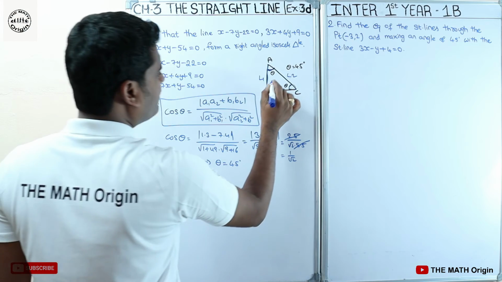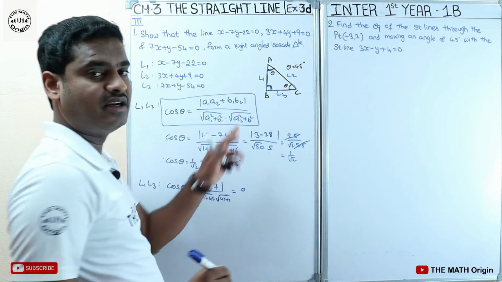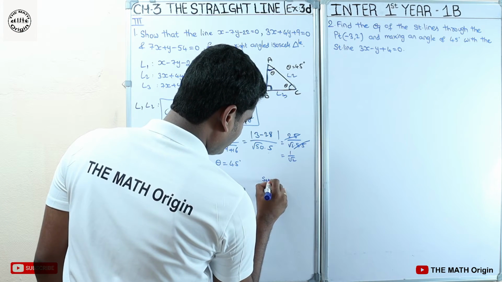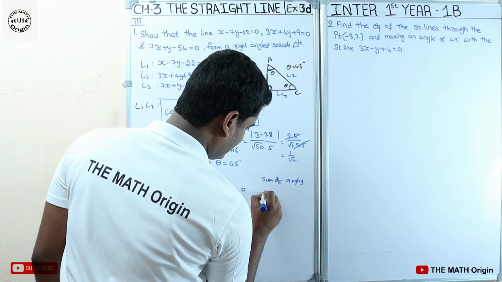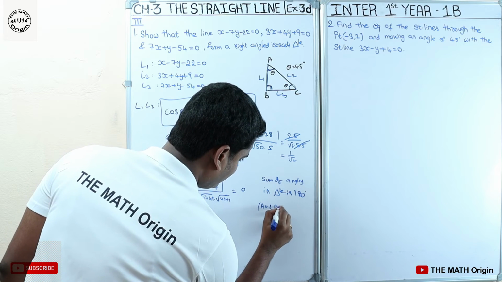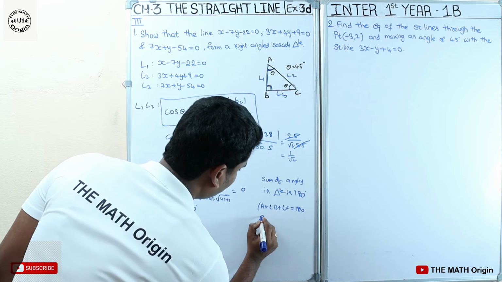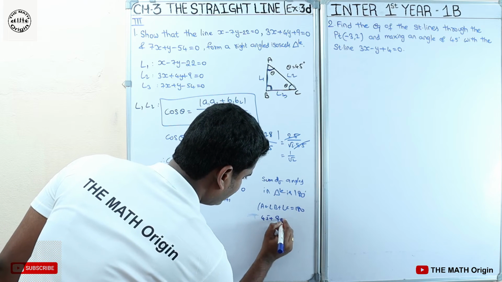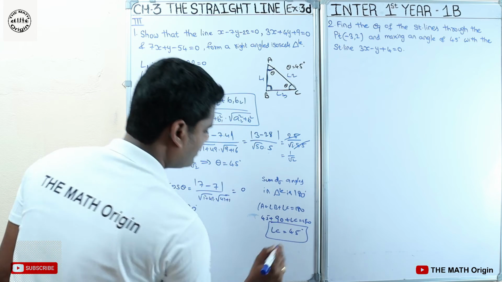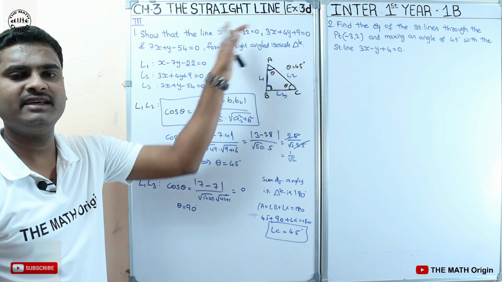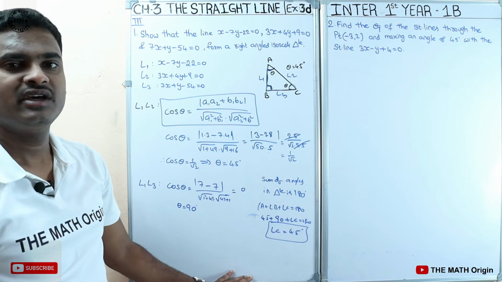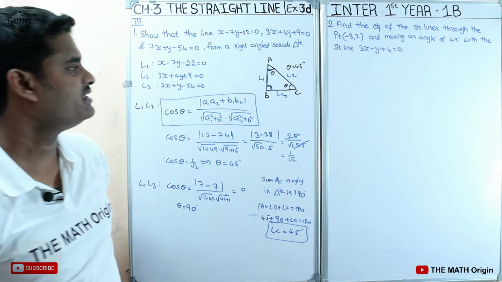Now we know one angle is 45 degrees and another angle is 90 degrees. Definitely the third angle will be 45 degrees, because we all know the sum of angles in a triangle is 180 degrees. So angle A plus angle B plus angle C equals 180. We have angle A 45 degrees and angle B 90 degrees, plus angle C equals 180. Therefore angle C equals 45 degrees. With this we have proved that the given lines form an isosceles right angle triangle. With this we completed the first question from the third section.